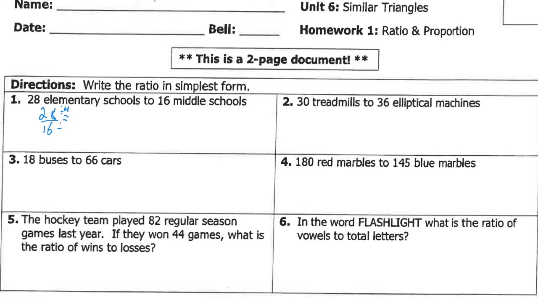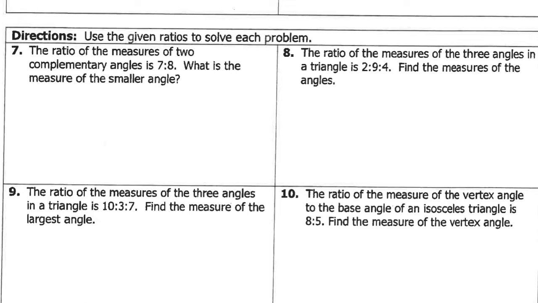So if I divide them both by 4, I have 28 divided by 4 is 7, 16 divided by 4 is 4. So there is the simplest form. So do the same for the rest of those. And then down to number 7, these are very much like the ones that you saw on the previous assignment.